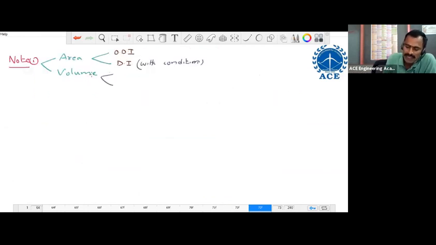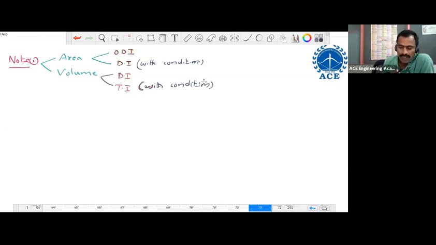Just remember this. In general, volume is given by double integral. But we find the same volume by using triple integral also, with the condition. Later we add the condition. Just remember this point. To find the area, we can use single integral, that is ordinary definite integral, or a double integral. Double integral means with some condition. We can find the volume by using double integral in general, but we find the same volume by using triple integral also with some condition. Later we read the condition.